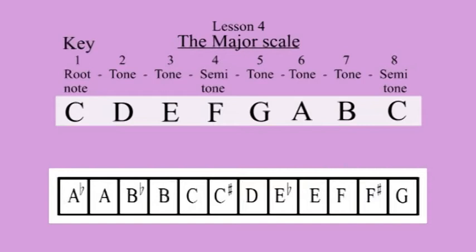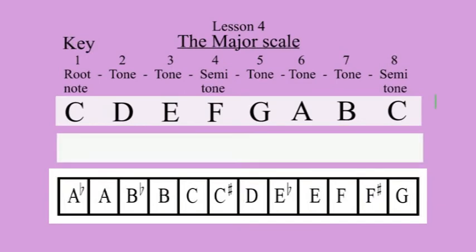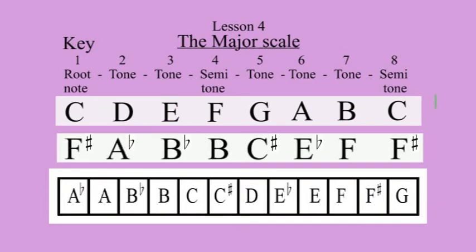We will now construct the major scale in the key of F sharp. Here is the major scale in the key of F sharp. We shall highlight F sharp on our alphabet and also on the major scale. We have only highlighted F sharp on the root note number 1 and not on number 8. By following the same method as described earlier for the key of C, we can now work out the key for F sharp. A tone up from F sharp is the note A flat.